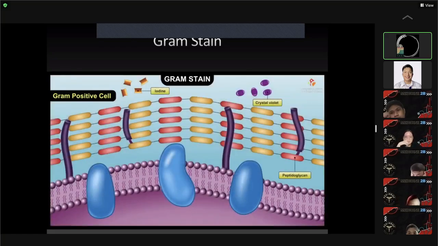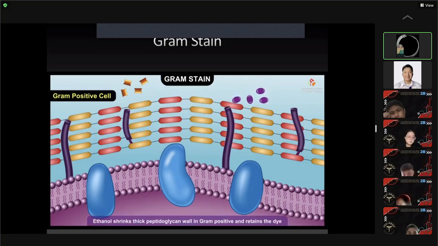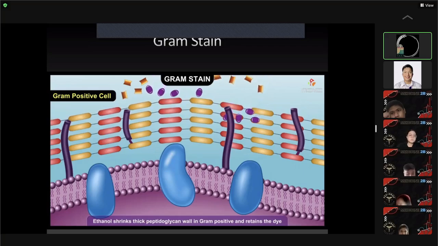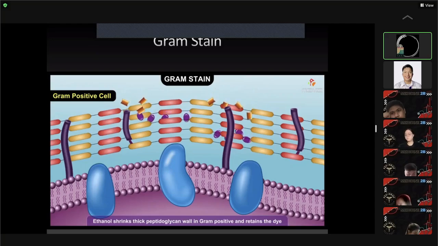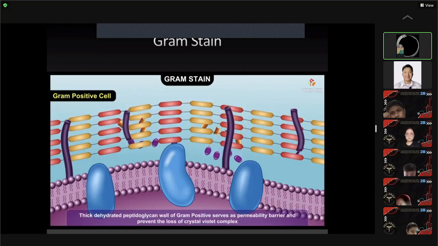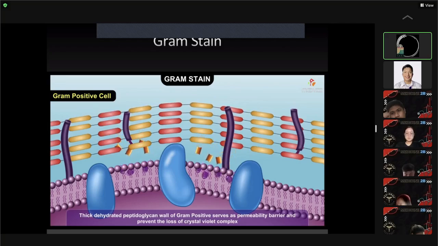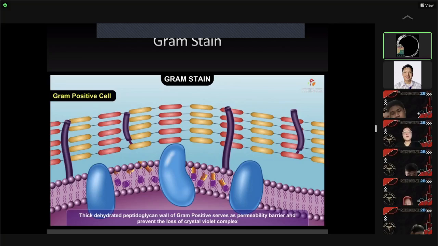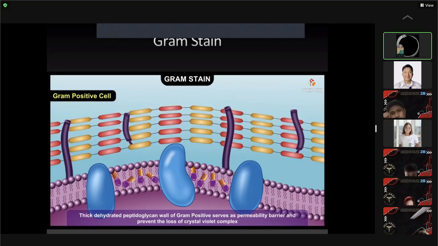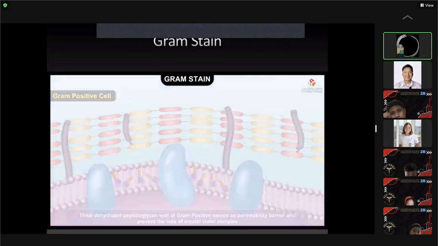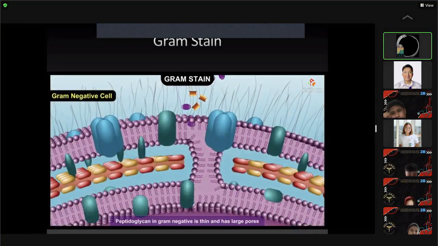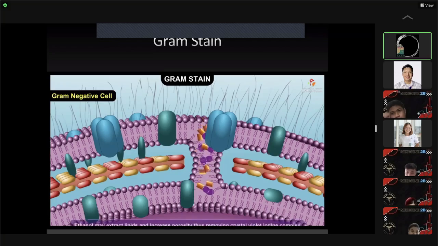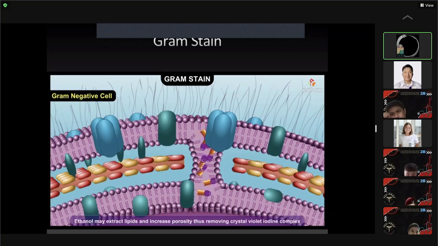Generally, the gram stain correlates with the cell wall structure among the bacteria. The ethanol is thought to shrink the thick peptidoglycan in gram-positive cells, thus retaining the dye. The thick, dehydrated peptidoglycan layer of gram-positive bacteria appears to be a permeability barrier, preventing the loss of the crystal violet-iodine complex. In contrast, the peptidoglycan in gram-negative bacteria is very thin and has large pores. Ethanol may extract lipids and increase the porosity, thus removing the crystal violet-iodine complex.